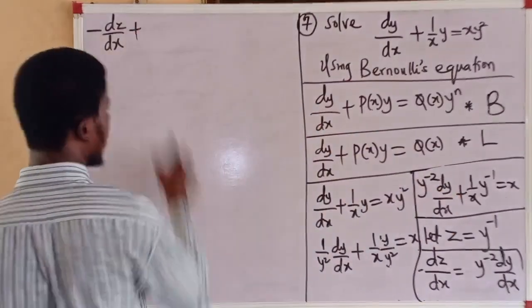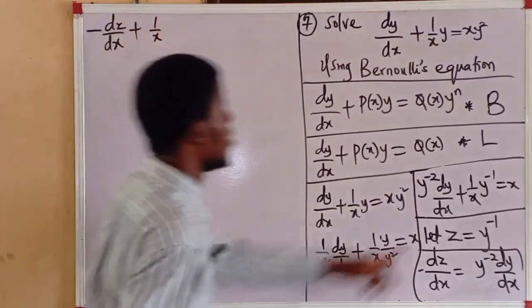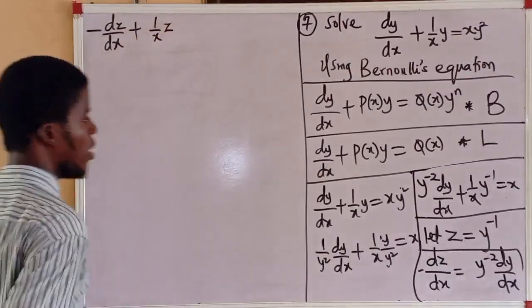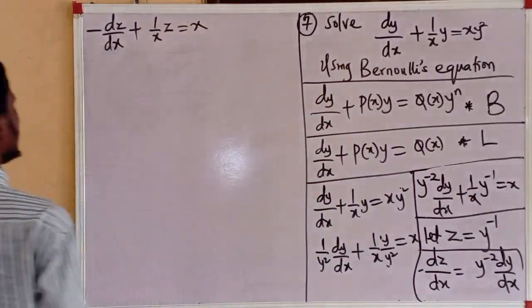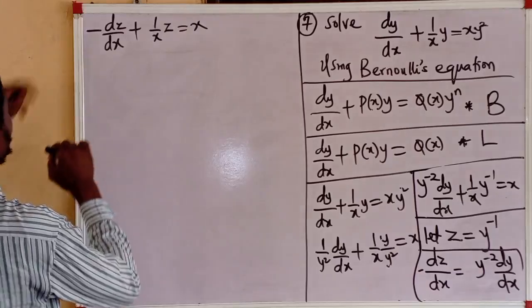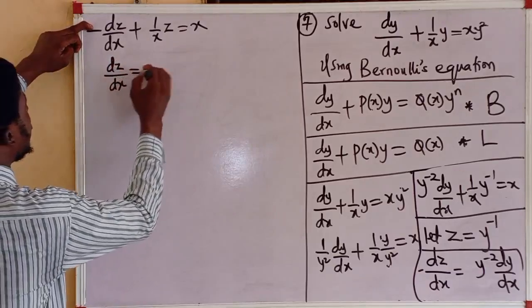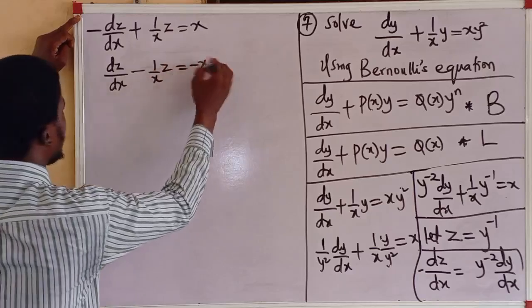plus 1 over x, y to the power of minus 1, what is it? It is z. Remember, we are introducing z in place of y to the power of minus 1, which is equal to what? x. So if I divide both sides by minus 1 to eliminate this minus, dz/dx is equal to, okay, minus 1 over x z equal to minus x.